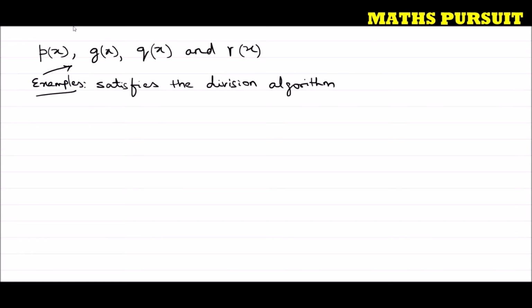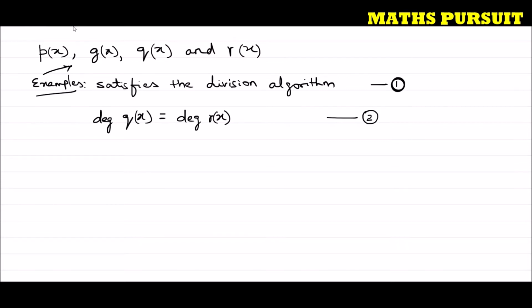Besides satisfying the division algorithm, we should also see that the degree of q(x) is equal to the degree of r(x). Our polynomials should satisfy this condition also. There are two things. One, it should satisfy the division algorithm. Second, it should satisfy the condition given in the question: the degree of q(x) is equal to the degree of r(x). So we should frame our polynomials in such a way that they satisfy the division algorithm as well as the degree of q(x) equal to the degree of r(x).